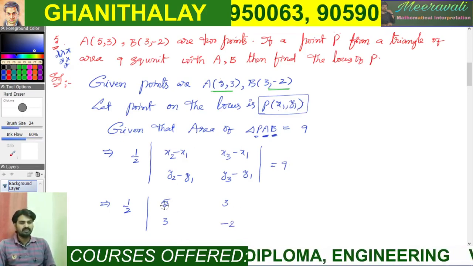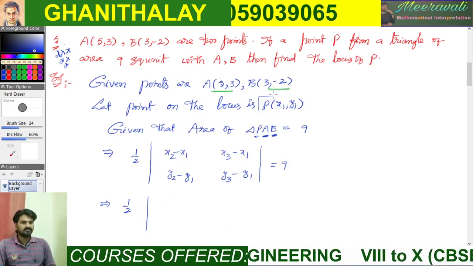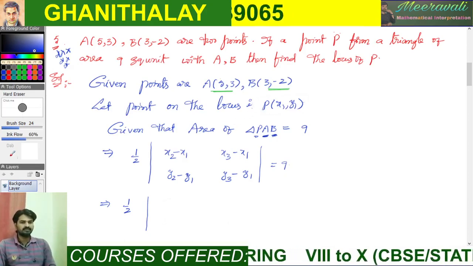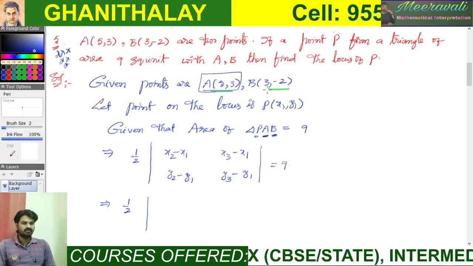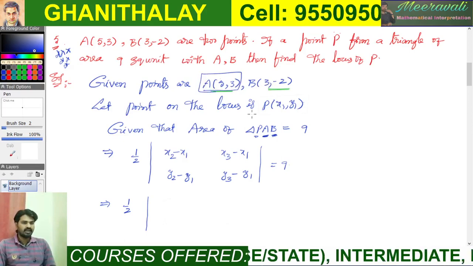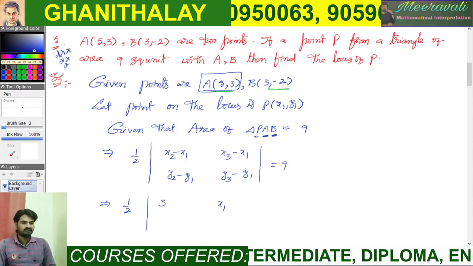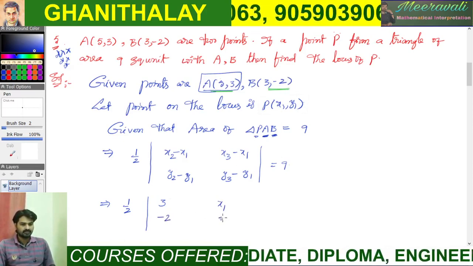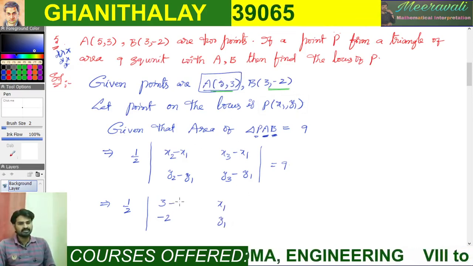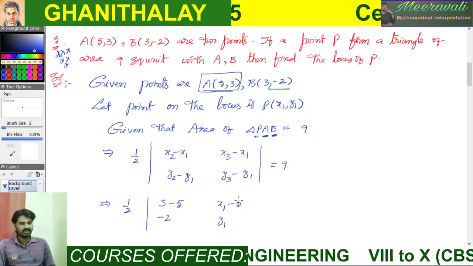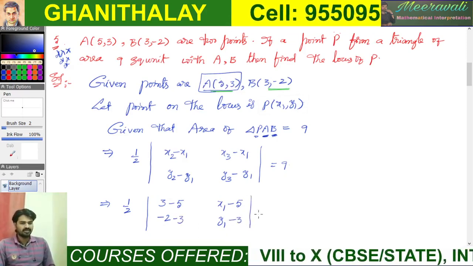Now otherwise you can do the simplification of this one. If you leave one point here, either A or B, suppose I fix this point here. Now you can do here 3, x1. Next the y coordinates, minus 2, here y1. Now what you have fixed here is 5 comma 3. The x coordinate will be subtracted from the x coordinates, and the y coordinate will be subtracted from the y coordinates. This is the simplest way.